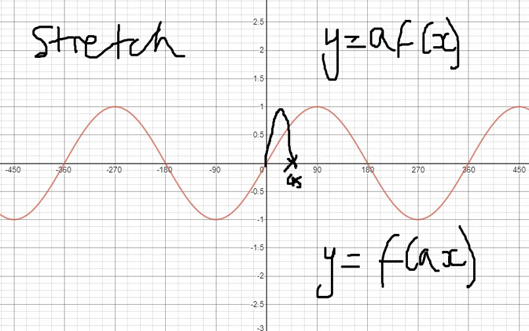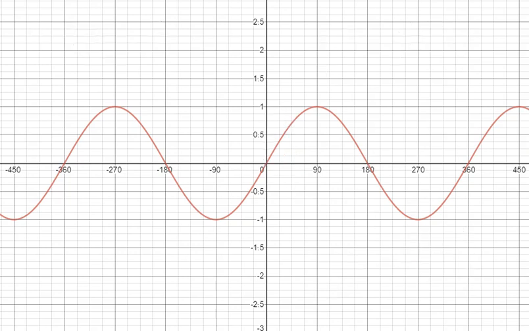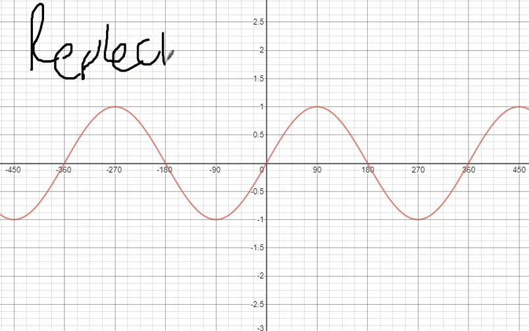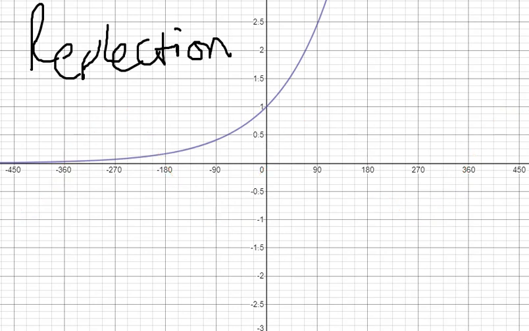The last one to talk about is reflection. Sorry about my terrible handwriting on that. If you want to reflect, you use a negative sign. So for this, I'm actually going to change to using an exponential graph instead. So here's a lovely exponential graph. We'll get rid of sine.